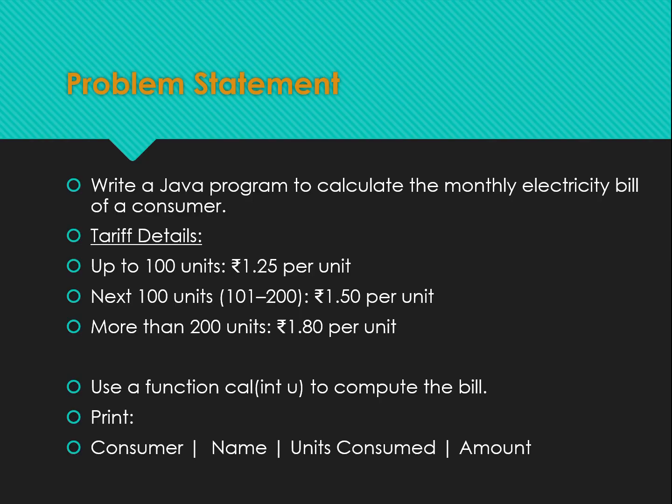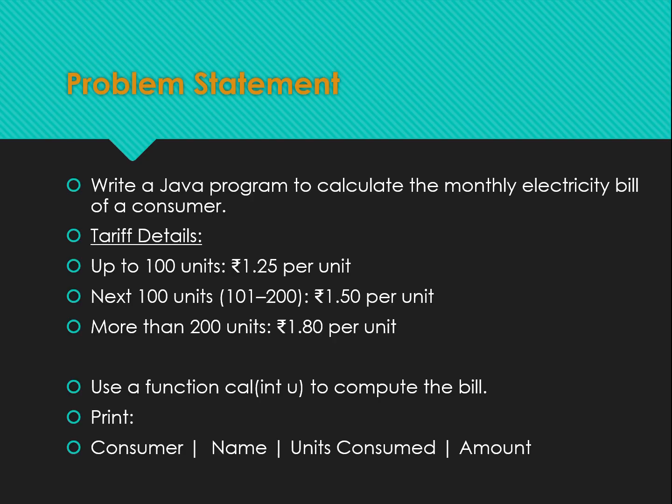In this problem, we are required to calculate the monthly electricity bill of a consumer. The bill amount is based on the number of units consumed, which is calculated as the difference between the present meter reading and the previous meter reading. The tariff structure is as follows.